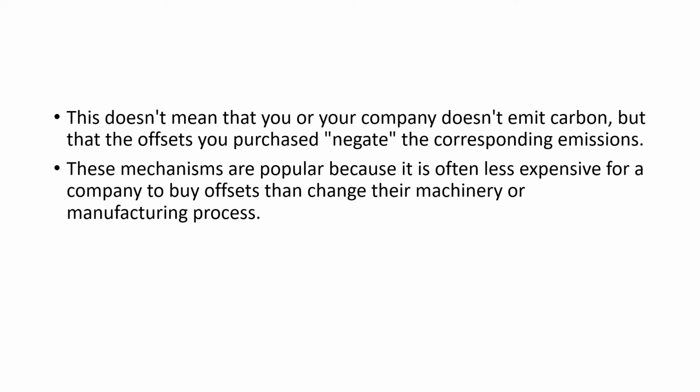So there are many mechanisms like these, and these mechanisms are very much popular because it's often considered to be less expensive for a company to buy offsets rather than changing their machinery or manufacturing process. So those rich companies, what they will do is that they would pay the tax rather than installing a new machinery. This is because they consider the cost of installing a new machinery in order to reduce emissions as more expensive rather than paying tax.